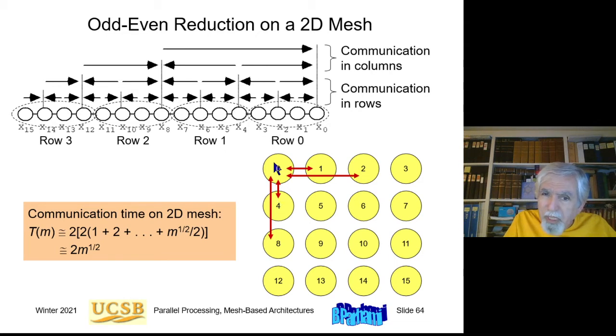Okay, 4 communicates with 0 and 8. And if you add up these communication steps, it will be order square root of m.